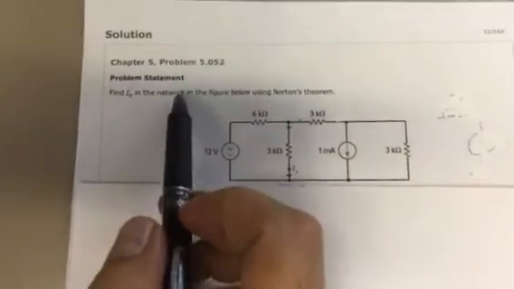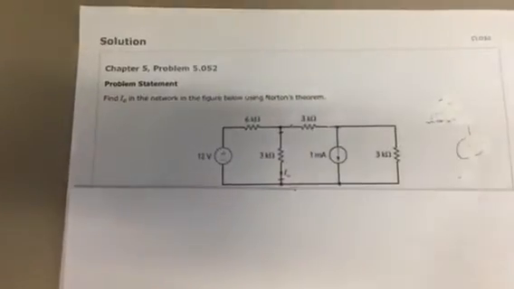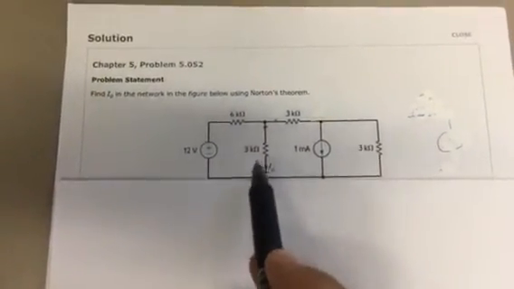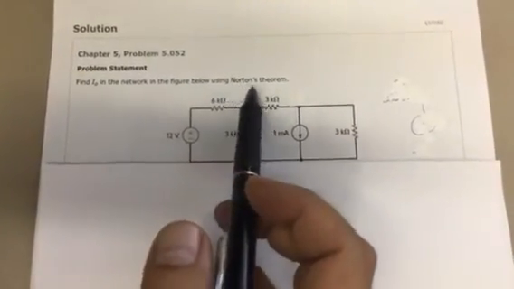Okay, I'm going to walk you through the answer to problem 5.052 from your homework. The question is: find the I0 in the network in the figure below using Norton's theorem.